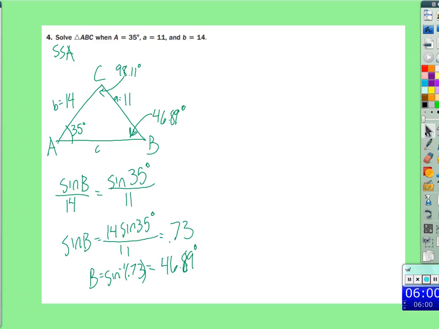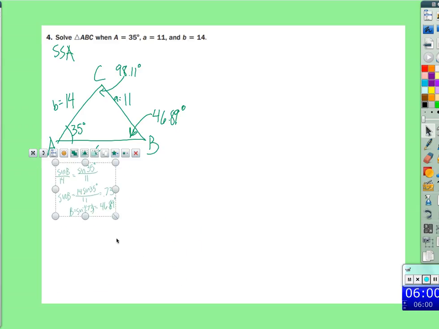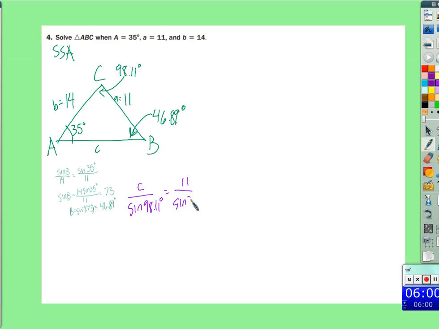Set up our last equation, to solve for side C, the only thing left. C over the sine of 98.11 equals, I like to use these because they're very precise, 11 over the sine of 35. C equals 11 times the sine of 98.11.